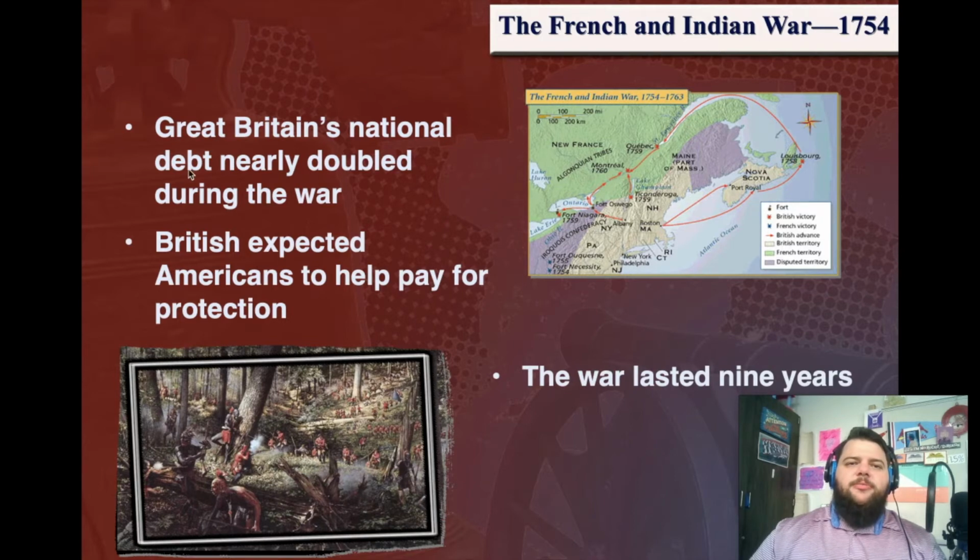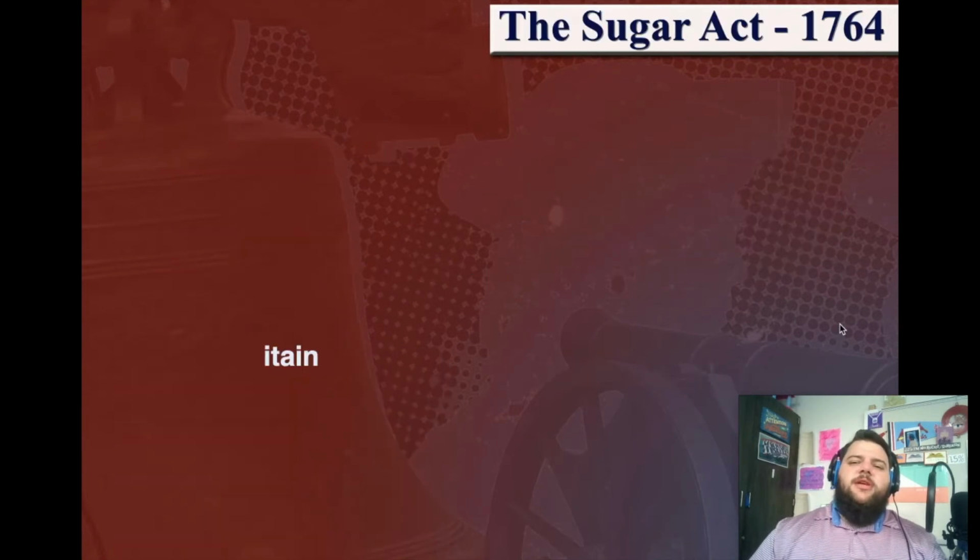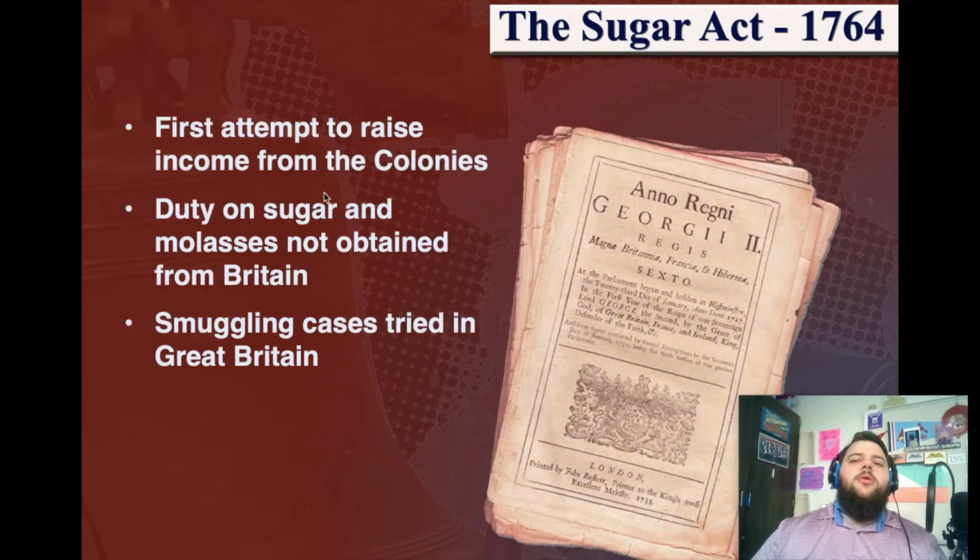And we talked about Great Britain's national debt nearly doubles because of this war, and that's why they feel like we need to help pay for that protection that they provided us in the French and Indian War. And the French and Indian War, or the 7 Years' War, of course, lasts 9 years. The first example of a tax we have is the Sugar Act. This is the first attempt to raise income tax directly from the colonies.